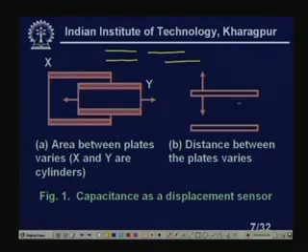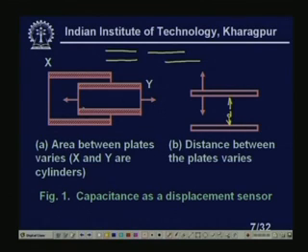Now, you see the D can be varied also. That means the separation between the plates, this is the separation, this is our D. So, the D can be changed also. If I change D, obviously the capacitance will also change. The more the value of D, the less will be the value of the capacitance. So, quite obviously this can also be utilized to make a displacement sensor.